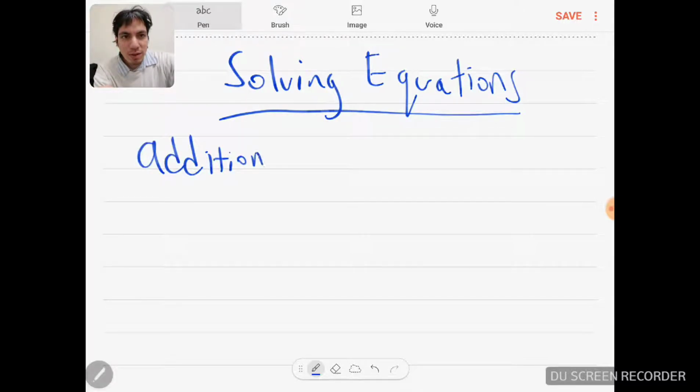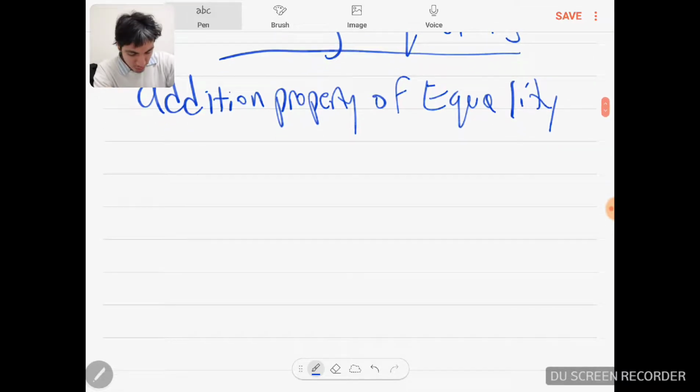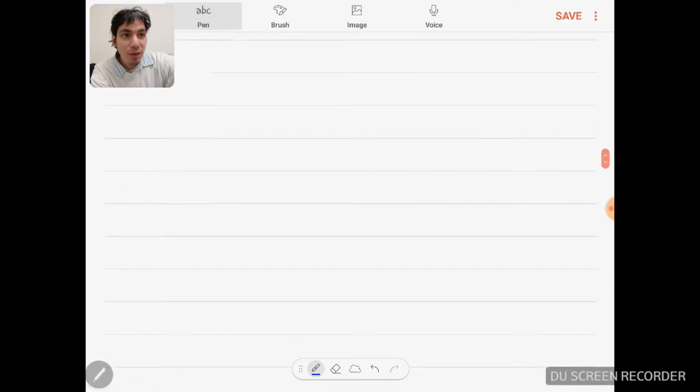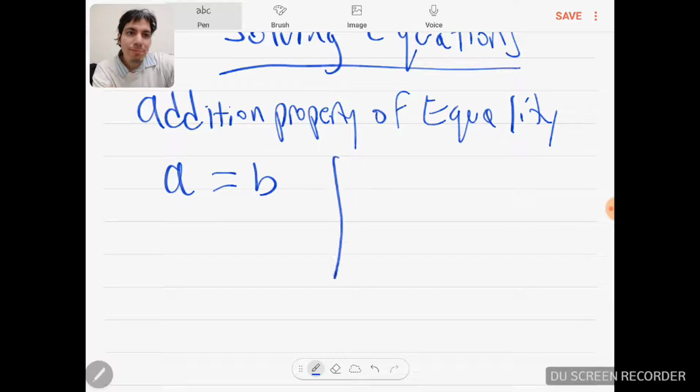We need to talk about the addition property of equality, and we also need to talk about the multiplication property of equality. So let's do addition first. What this says is, if I have an equal sign, just to let you know, we'll make this side represent addition and we'll make this side represent subtraction.